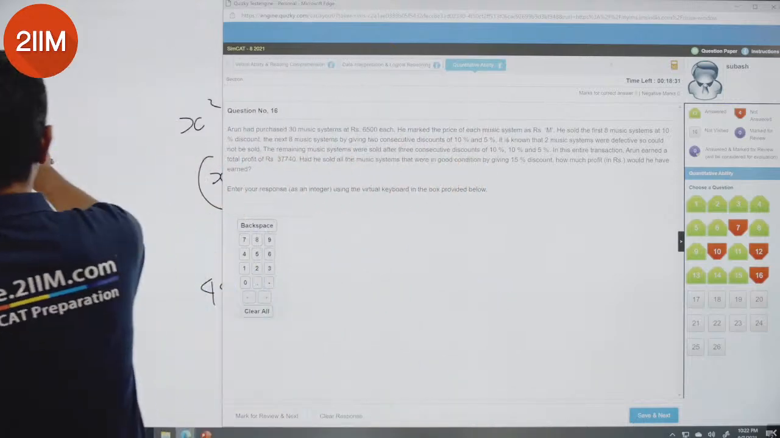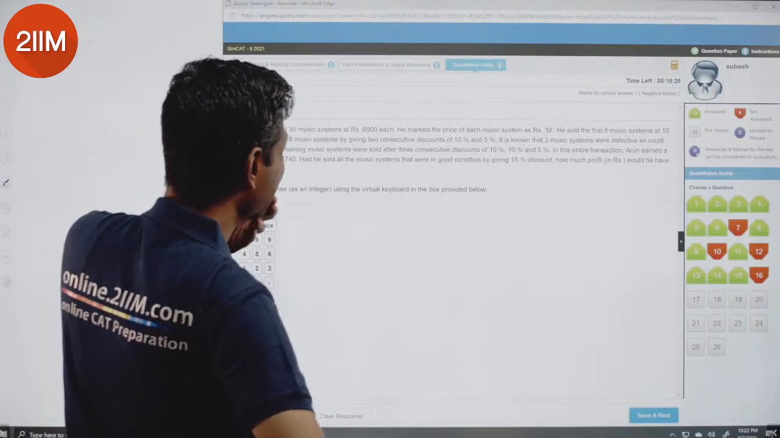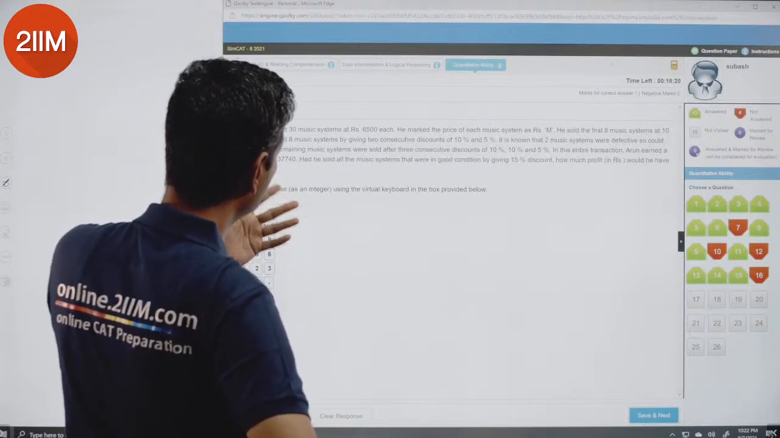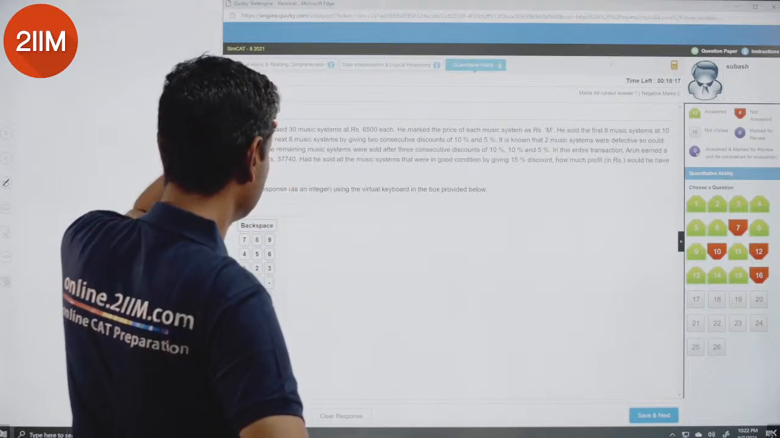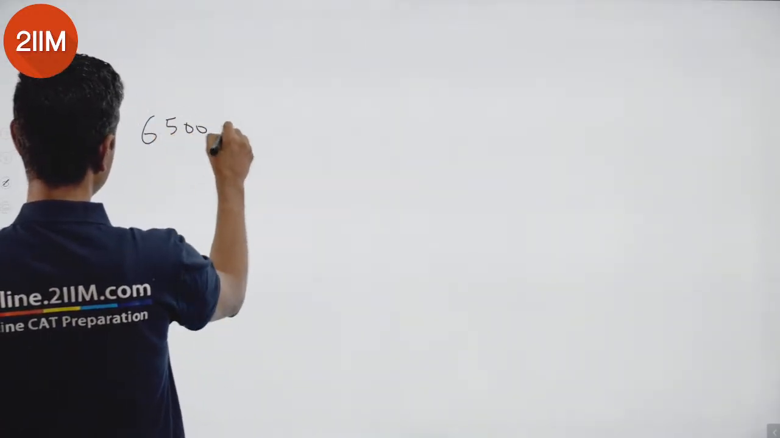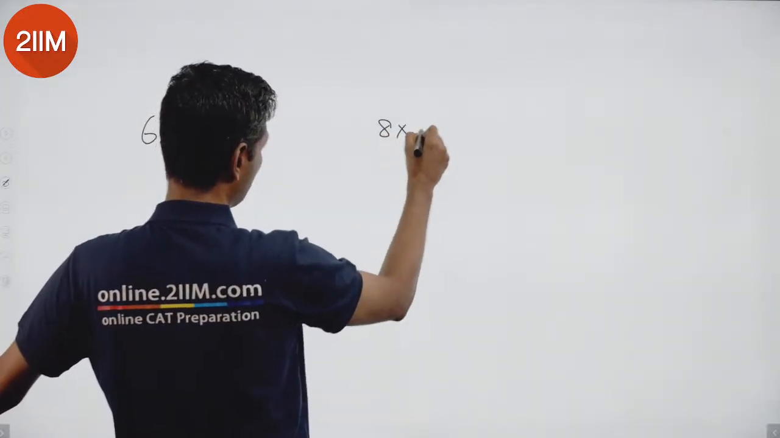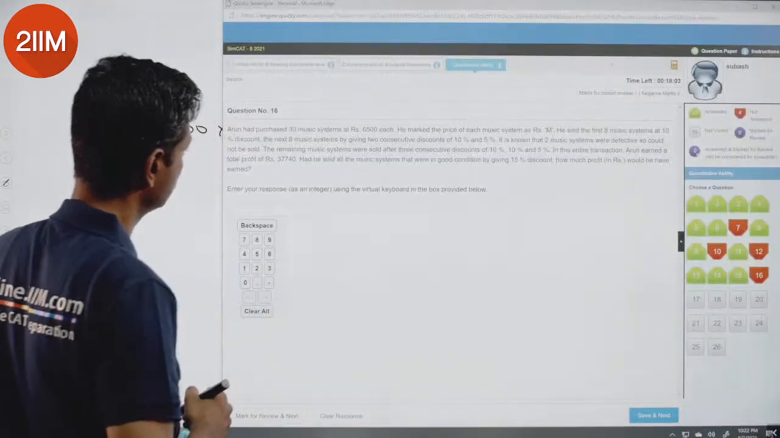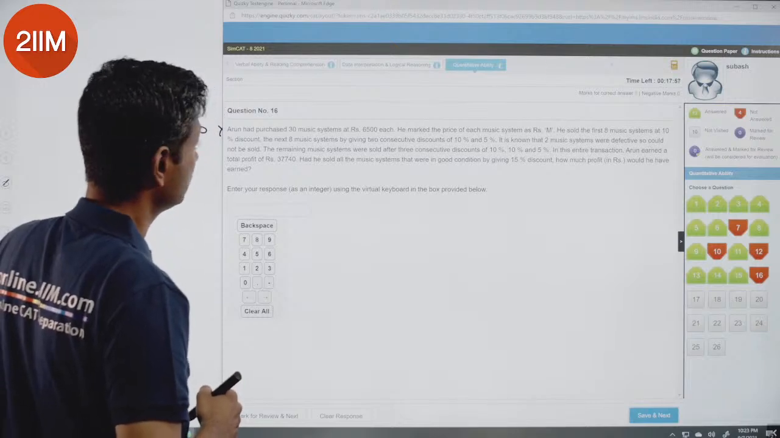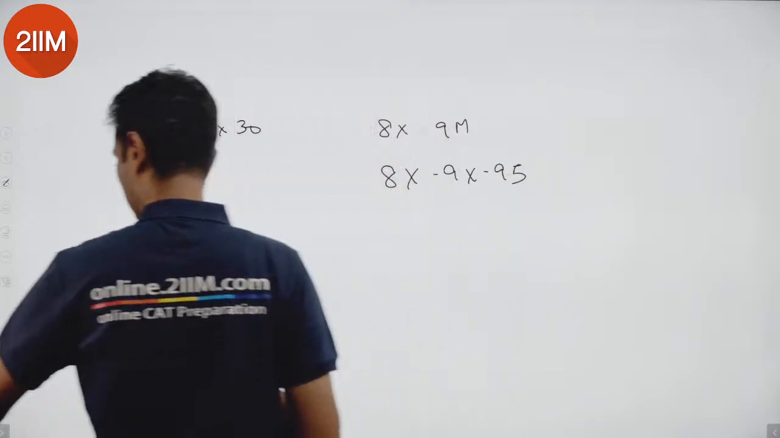Arun had purchased 30 music systems at rupees 6,500 each. He marked the price of each music system as rupees M. He sold the first 8 music systems at 10% discount. The next 8 were given 2 consecutive discounts of 10% and 5% off. So his cost price is 6,500 into 30. First 8 at 10% discount, 8 into 0.9 M. Next 8 at 10% and 5%, 8 into 0.9 into 0.95 M.